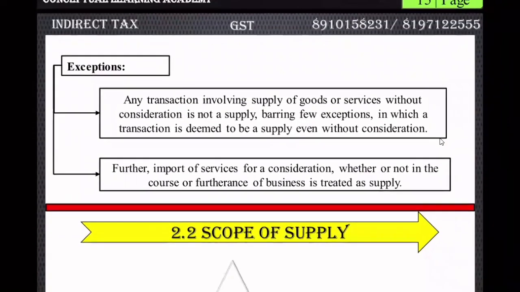Now see, it came at a very first stage, exceptions. To what? To those exceptions to those 6 parameters. What is that? Any transaction involving supply of goods or service without consideration is not a supply, bearing few exceptions in which transaction is deemed to be a supply even without consideration. Okay, we'll read something where we'll read that if there is no consideration, then also it will be termed as supply. Okay.